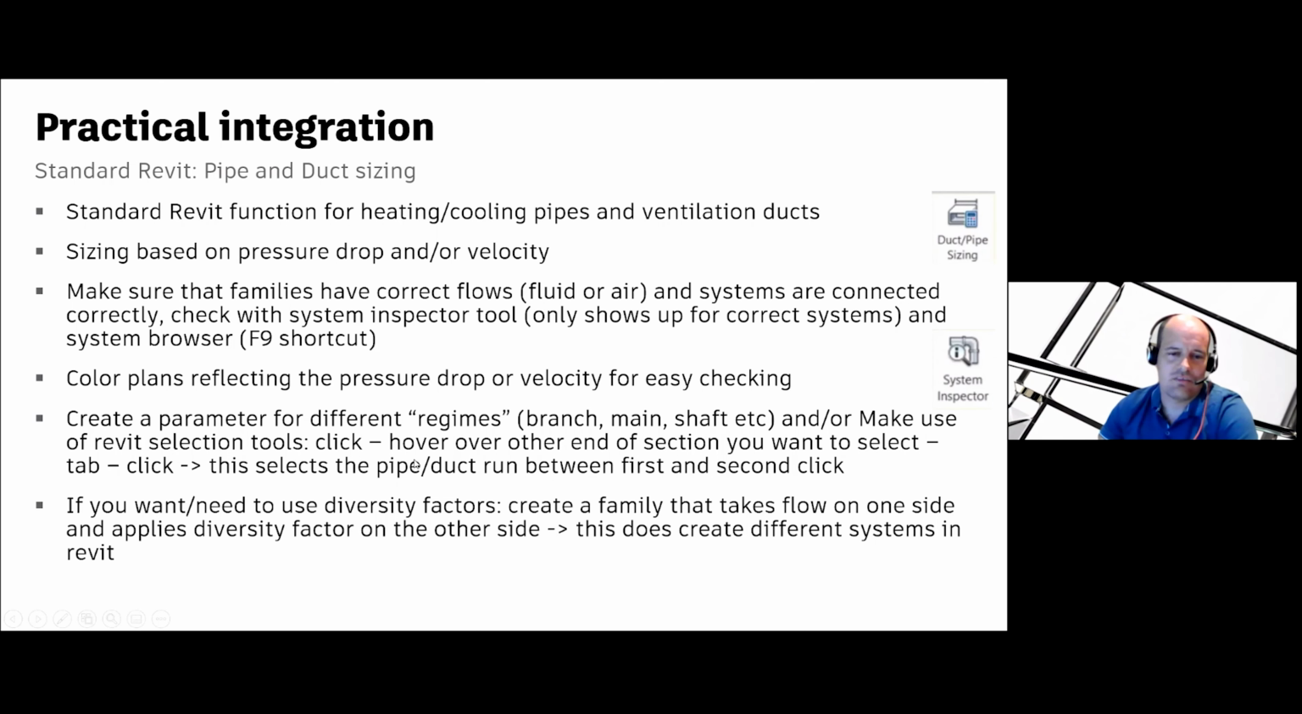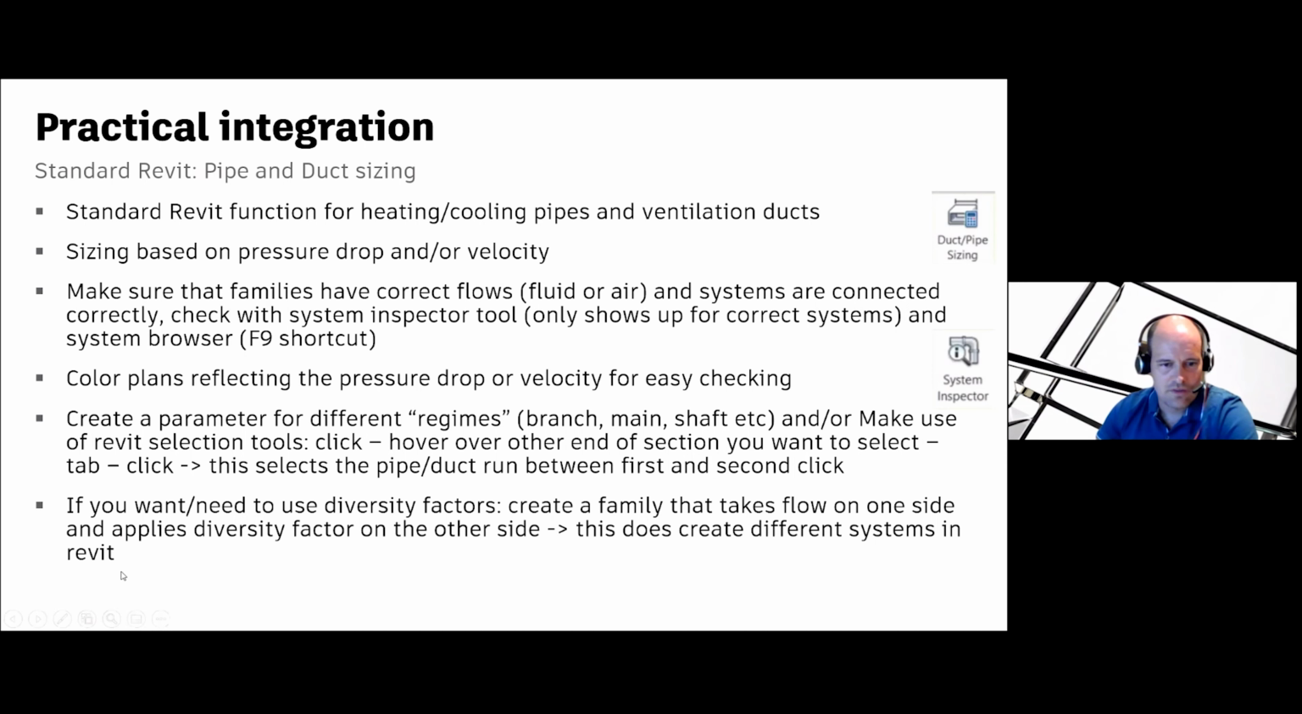What's also very handy is a selection tip in Revit. If you want to select a piece of pipe or duct between 2 points, you can select the first one, then hover over the last one, then click tab, and then click with your mouse, and then you select everything in between. You will see it in the screenshots later on with an example of what I mean by that.